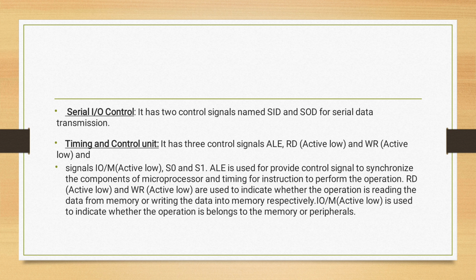And read write signals are used to indicate whether the operation is reading mode, where data comes from the memory, or writing the data into the memory, according to the basic needs. And IO/M bar, which is active low, is used to indicate whether the operation is memory related or peripheral related.